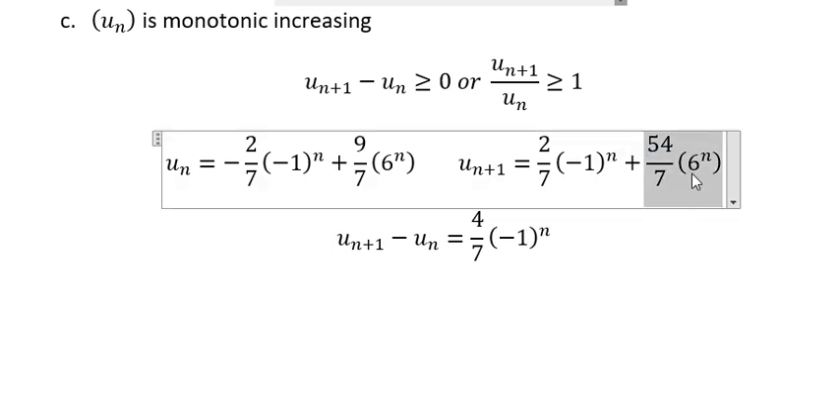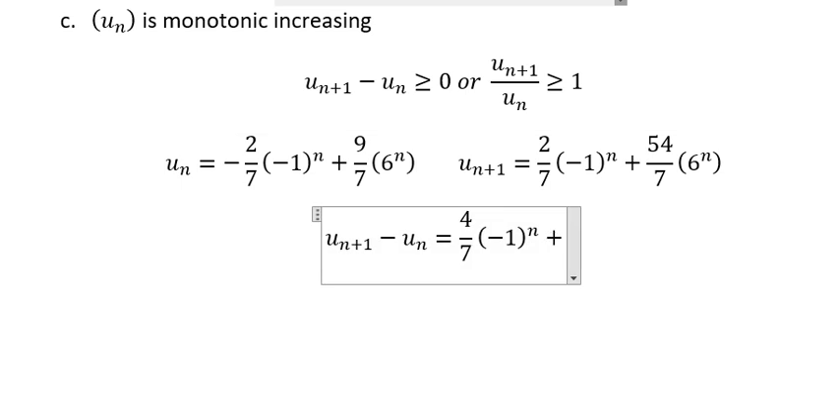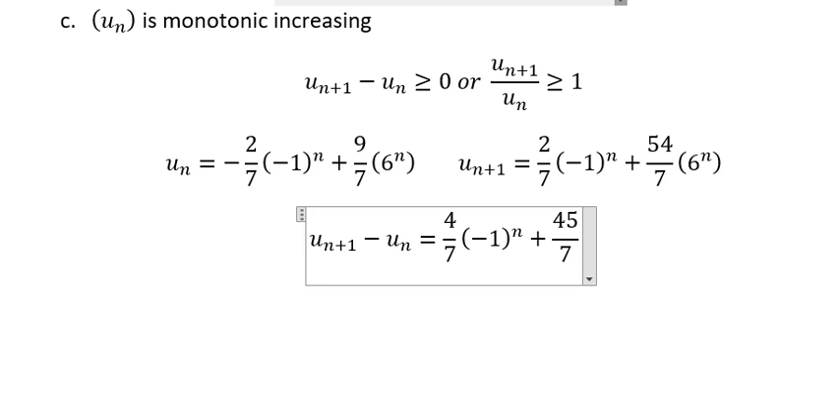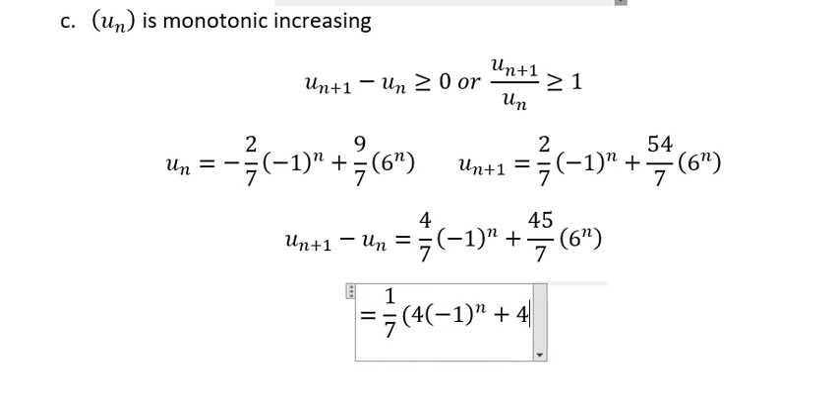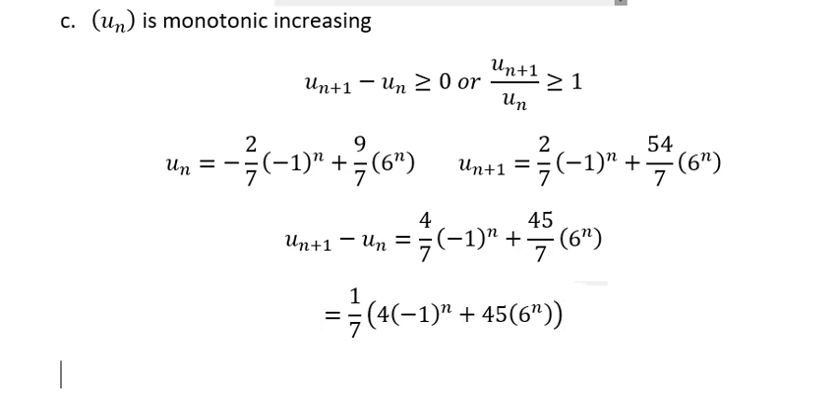Now this minus this, 54 minus 9 is 45. So we have plus 45 on 7 times 6 raised to the power n. Now what is common between the two terms is 1 over 7. We are going to be left with 4 times negative 1 raised to the power n plus 45 times 6 raised to the power n. It's very clear from here because we know that 6 raised to the power n will always be bigger or equal to 4 times negative 1 raised to the power n.